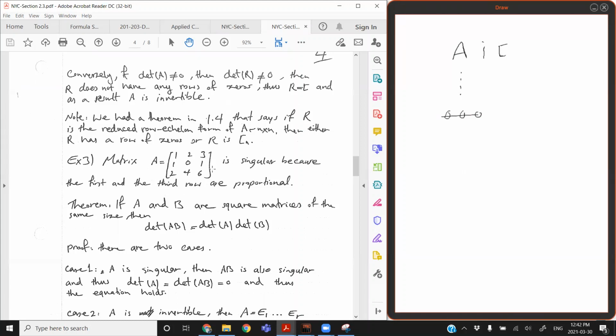And for this particular matrix, if you study it very carefully, you can see that row 1 and row 3 are proportional. 1 times 2, 2, 2 times 2, 4, 3 times 2, 6. So the determinant of this matrix is going to be 0. And then automatically, it's going to be singular. So this matrix is not invertible because the determinant is 0. Make sense?